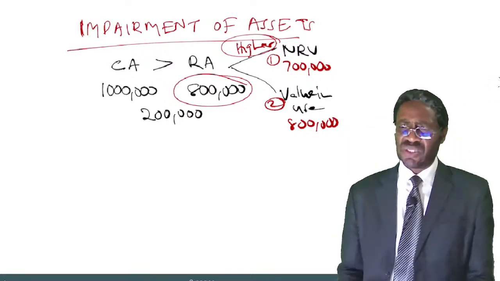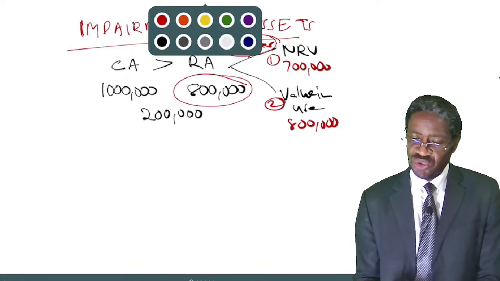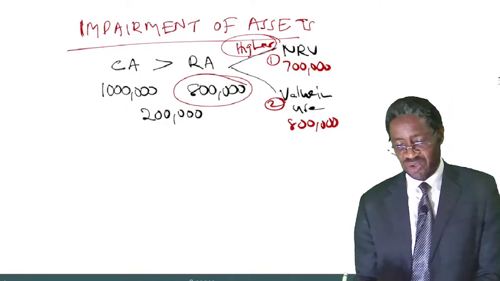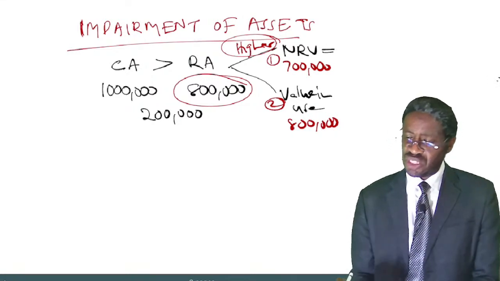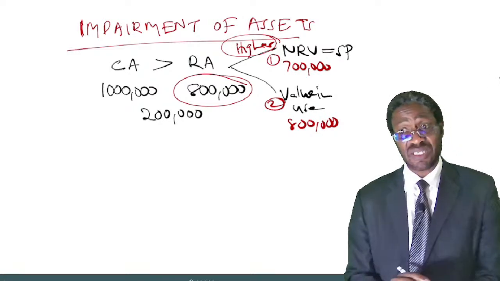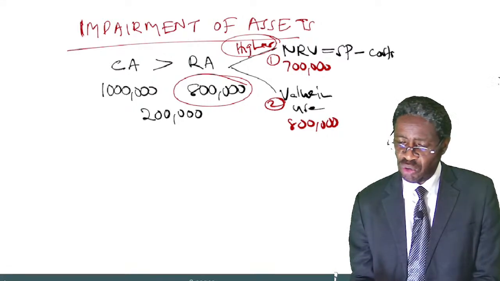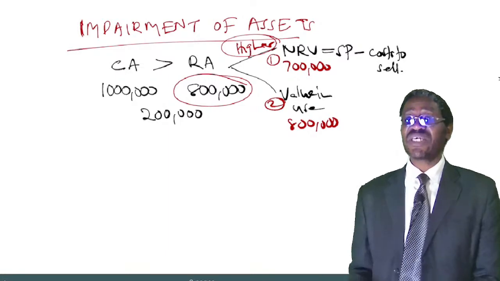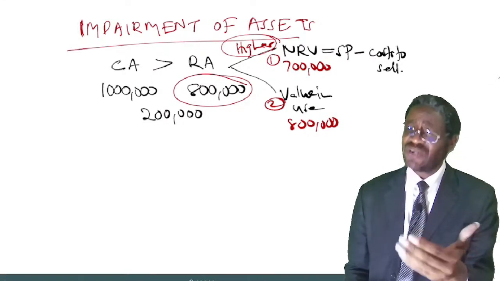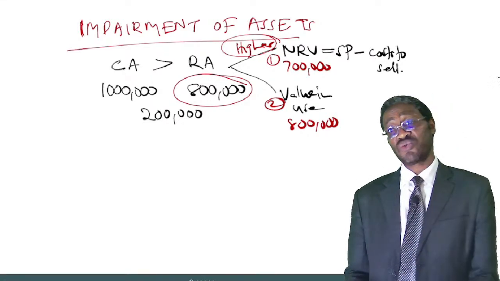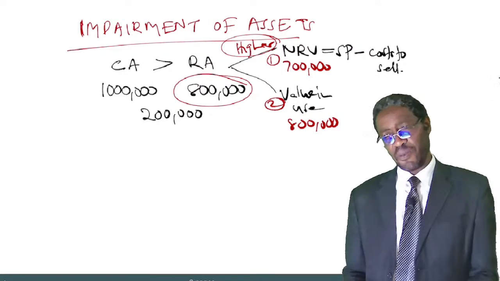The other question is, how do you determine the net realizable value of an asset? I hope you still remember that to get the net realizable value of an asset, you take the selling price of that asset, or what we call the fair value, or the market value, and you subtract any cost to sell. That's how we determine the net realizable value.